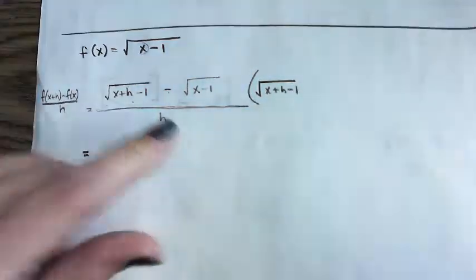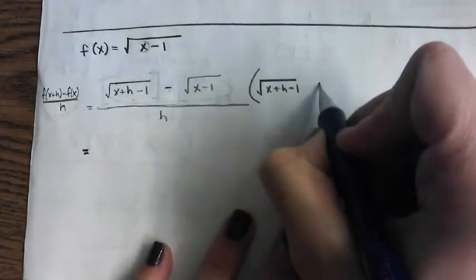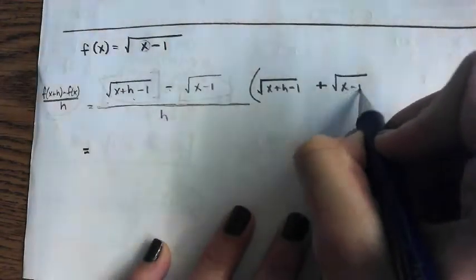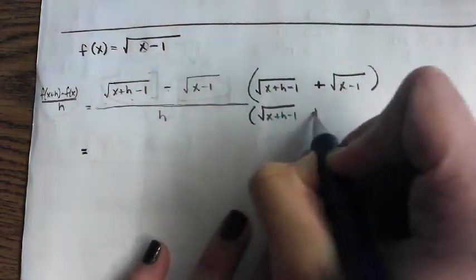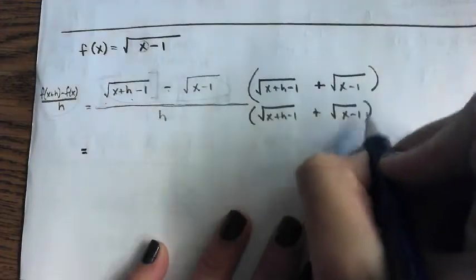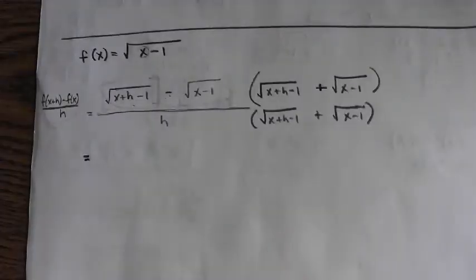Right. We're going to keep it x plus h minus 1, but now it's going to be plus the root x minus 1 on both the numerator and the denominator. The denominator part we don't actually multiply out. You just multiply out the conjugate.